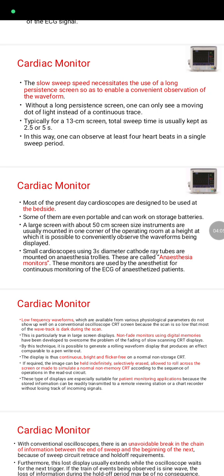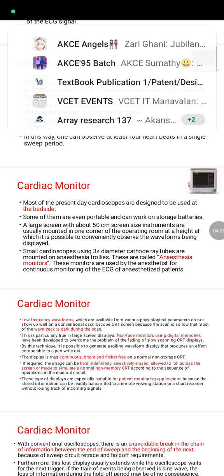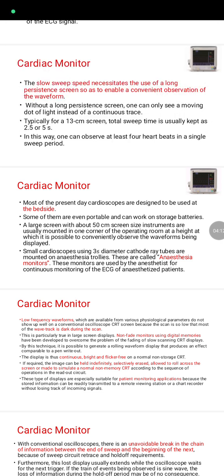Small cardioscopes using cathode ray tubes of small diameter are mounted on anesthesia trolleys. These are called anesthesia monitors. These monitors are used by the anesthetist for continuous monitoring of the ECG of anesthetized patients.